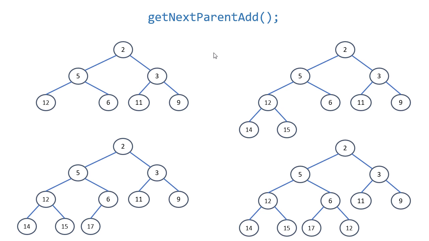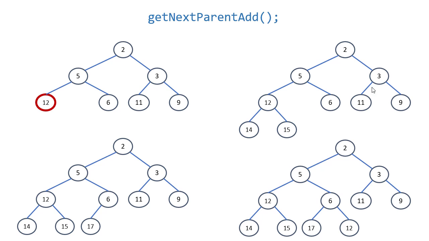So here are some example heaps, and we'll walk through and talk about which node getNextParentAdd should return for each of these. For this first one, we have a full tree, and so to keep the tree complete, we'll need to add the new node as the first leaf on the new level. And so 12 would be the parent of that new node, and so that would be the node returned.